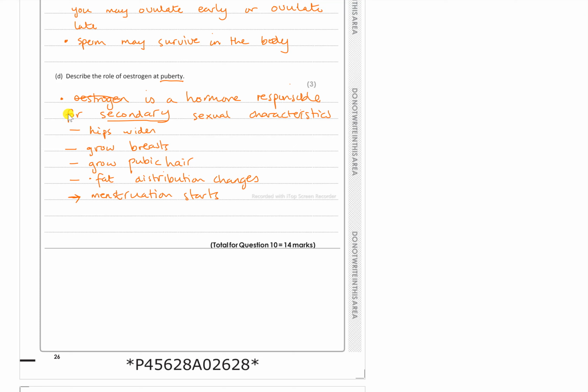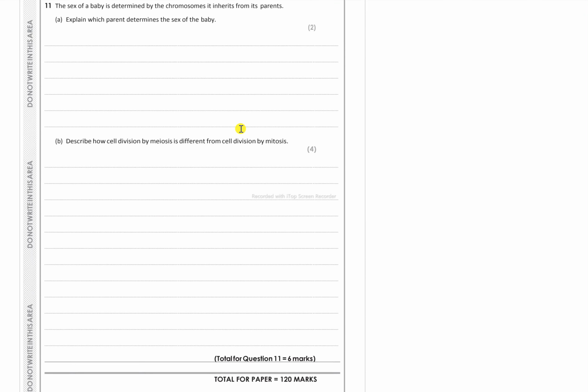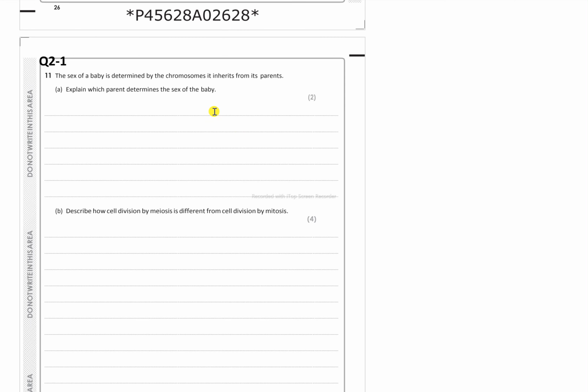So all these things, estrogen is responsible for, and you've got to write secondary sexual characteristics. You can't just put sexual characteristics. What happens? The hips widen, the breasts grow, the pubic hair grows, fat distribution changes, and menstruation starts. Although it's a 3 mark question, you can add any of those.